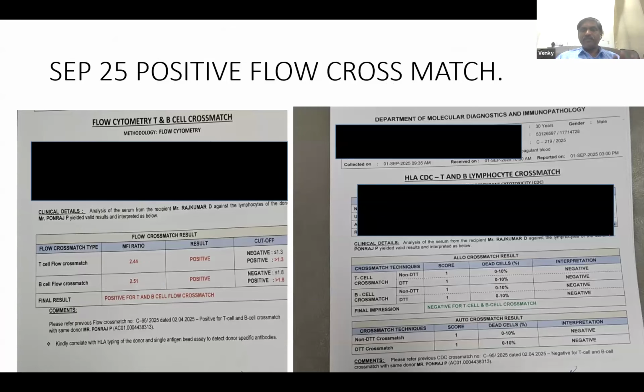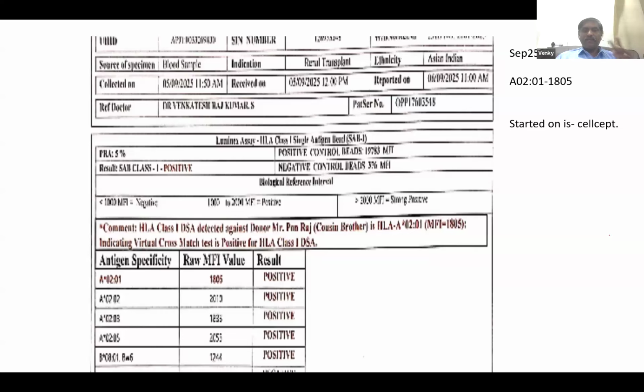In the month of September, we repeated a cross-match with the same donor. His CDC was negative, but the flow was positive at that time. We repeated a DSA, which was once again positive, and the titer was 1,805. At this time, we had two options, either to change the donor and look for another donor, maybe he might not have a DSA, or to wait it out for the next few months till the DSA becomes negative. We did actually both the options. He turned out to be positive with other donors also, so we couldn't go with that option. So we had to wait it out for the titers to fall.